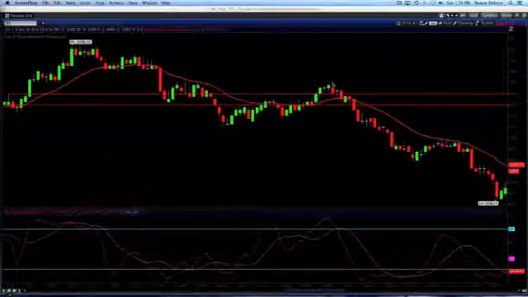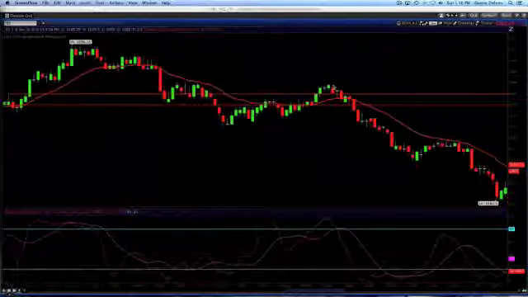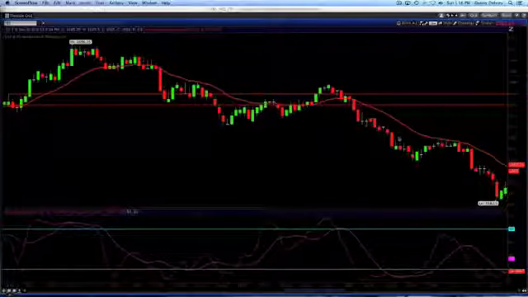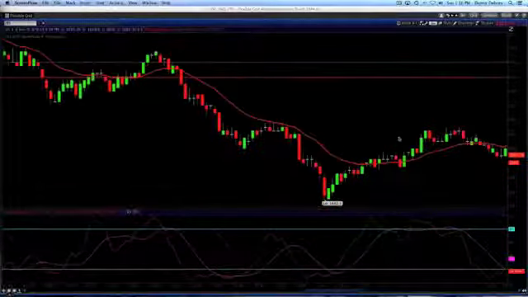It did go a little bit higher. You would have had a little bit of a drawback, but probably would have never stopped out. And then it finally continued and headed down to the lows of the day.